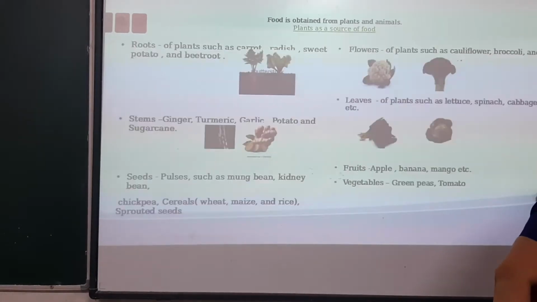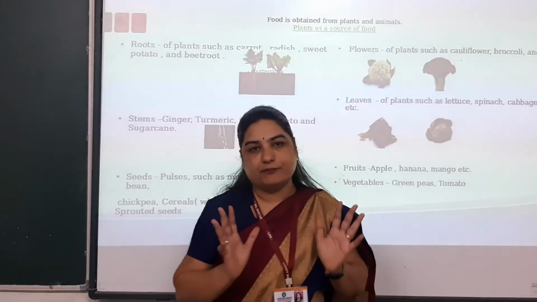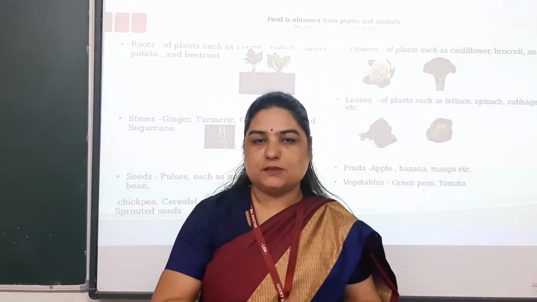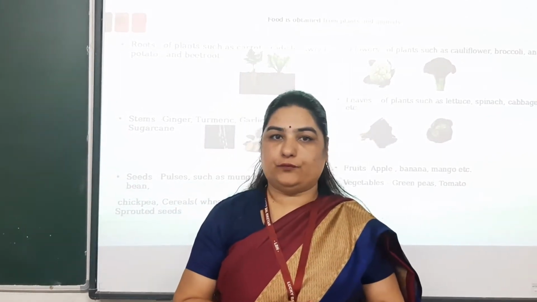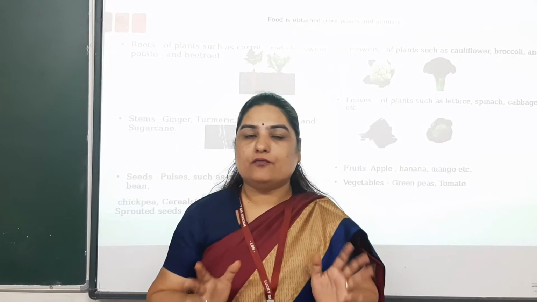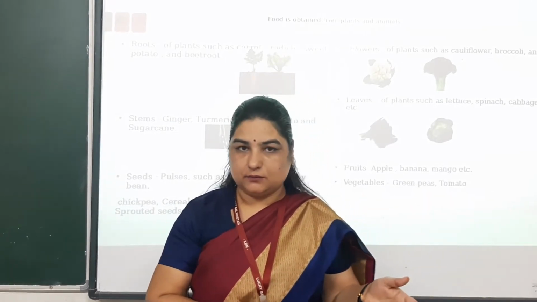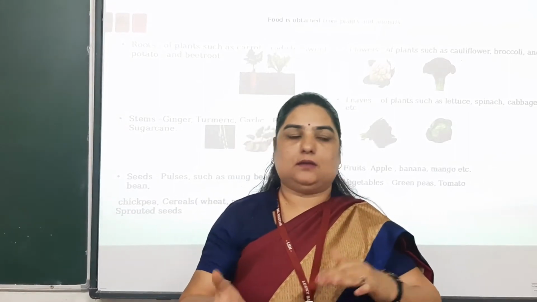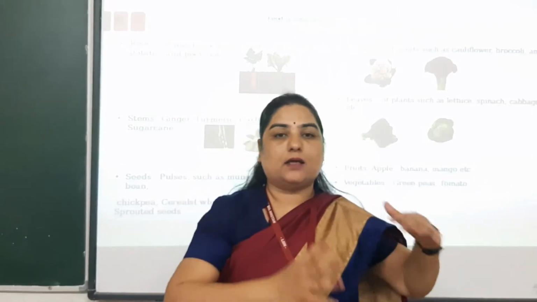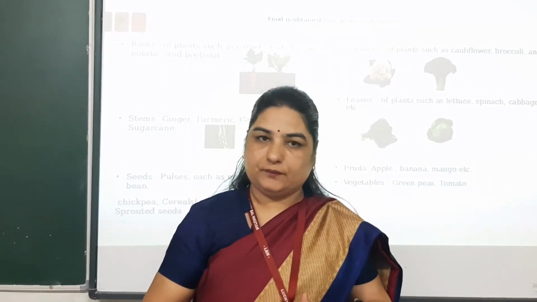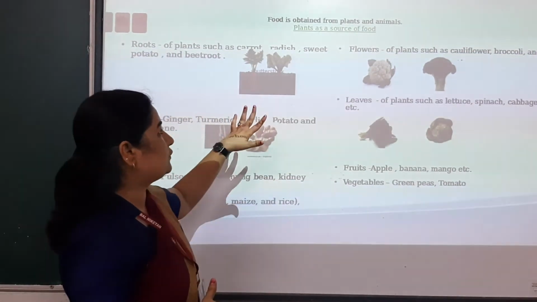Now let's talk about sources of food. There are two main types of source of food: plant sources and animal sources. Children, as you know, plants make their own food by the process of photosynthesis, so they are called producers. And animals obviously are not able to make their food, so they are called consumers. Done.